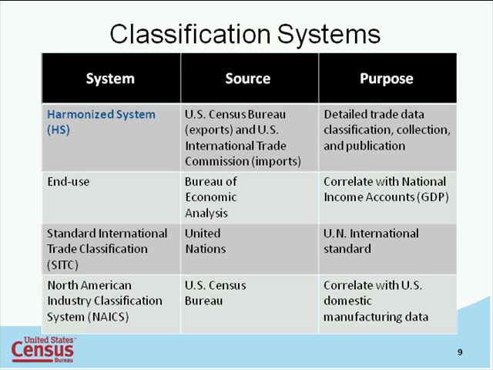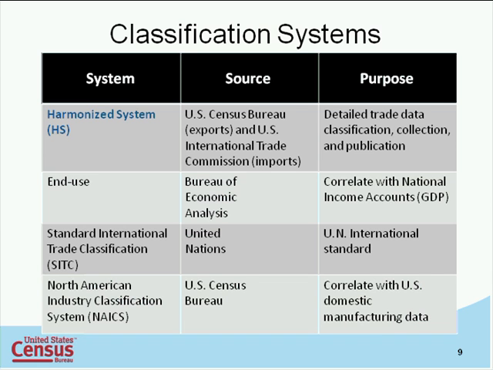These are the classification systems that the Census Bureau publishes our statistics under. The Harmonized System, or HS, is a system used to collect trade data. This is a 10-digit code that all goods are classified by when they are exported or imported.